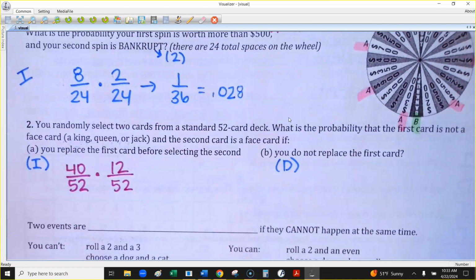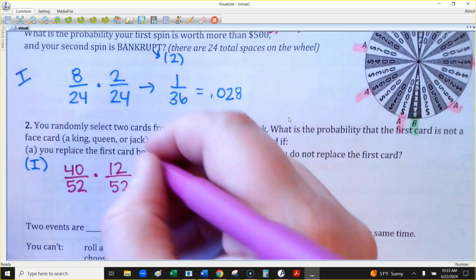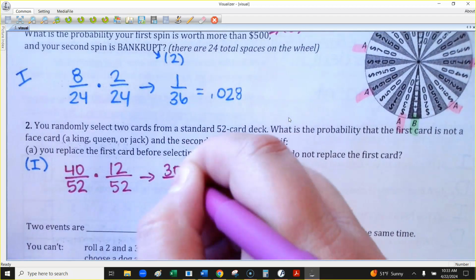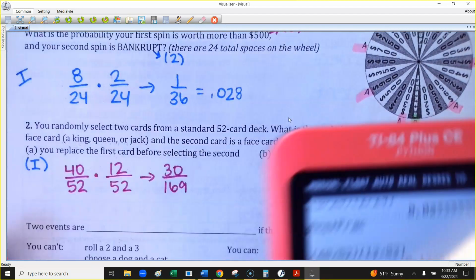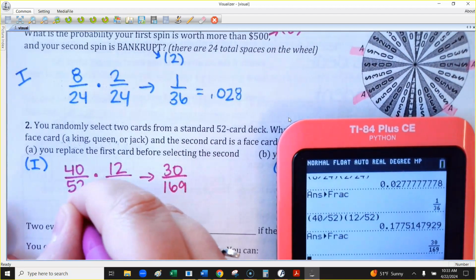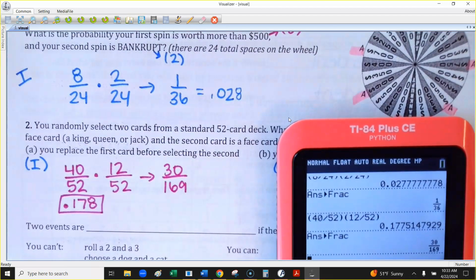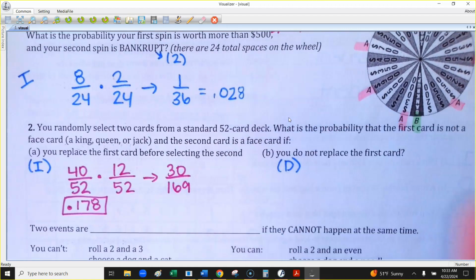And then I would just go ahead and multiply those together. Remember, you don't have to reduce. You can if you want to, but you don't have to. All right. This is 30 out of 169 as a fraction. As a decimal, this would be about 0.178, just depending on how the question might ask you to write your answer. Probability has to be between 0 and 1, so we can write it as a fraction or a decimal.